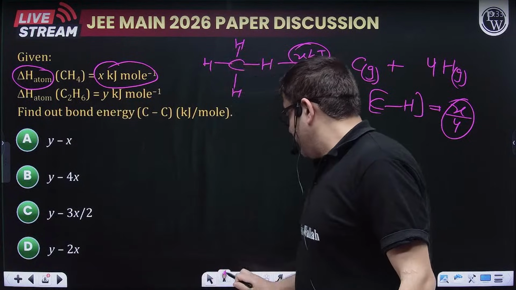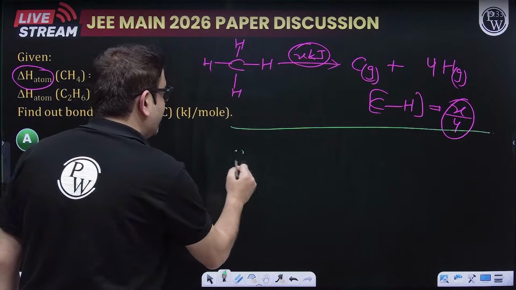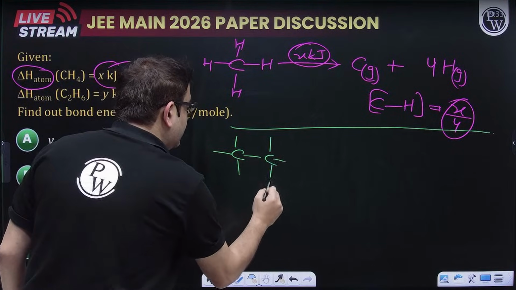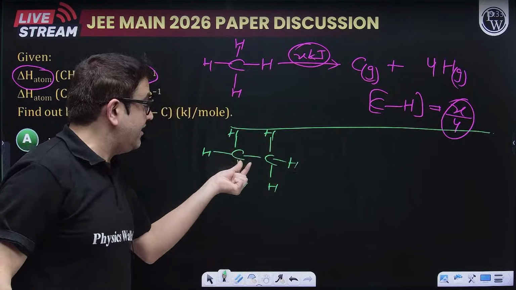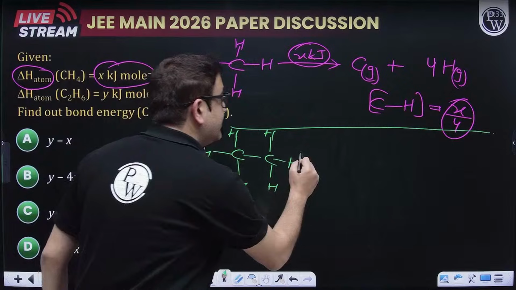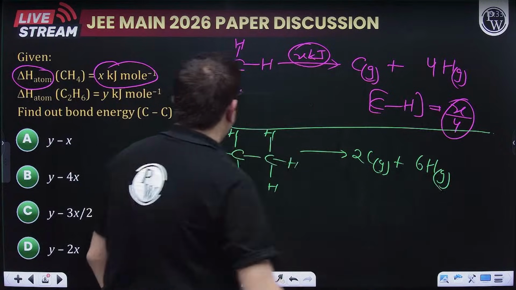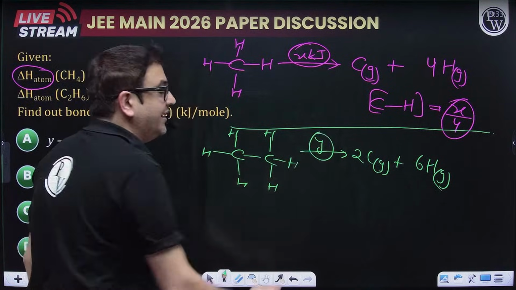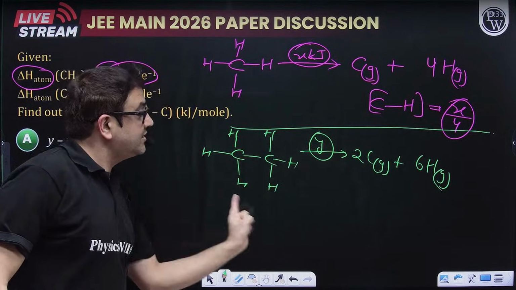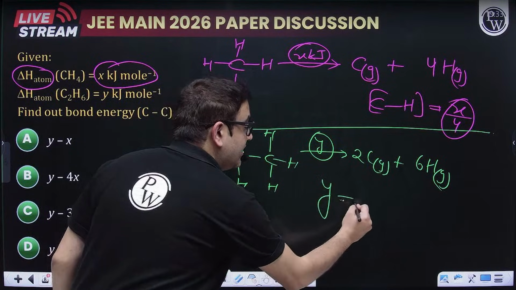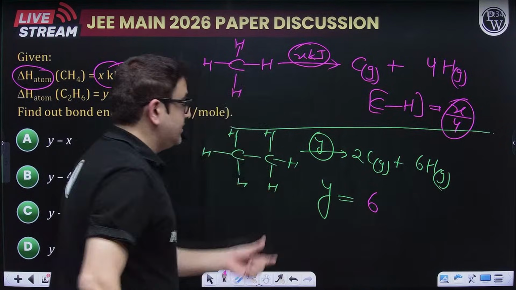Now this is ethane. So go to ethane. What is ethane, sir? From class 10th, you know. This is class 10th knowledge. Now this is having 6 C–H bonds and 1 C–C bond. And if I break this, it will form 2 carbon gaseous atoms and 6 hydrogen gaseous atoms. The question is saying the supplied heat is Y. So this Y is required to break what? It is required to break 6 C–H bonds and one C–C bond.